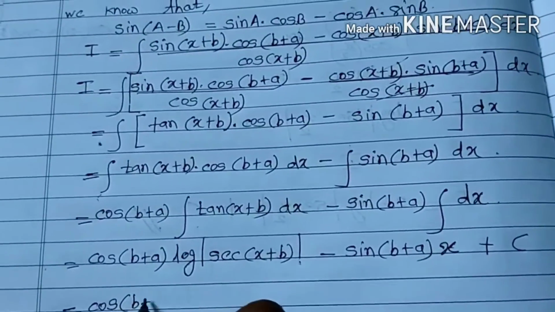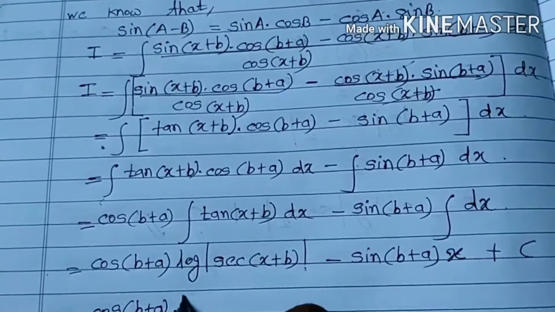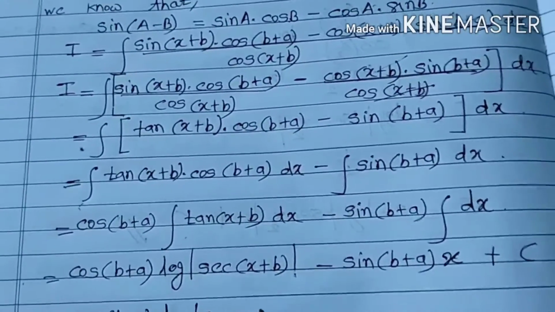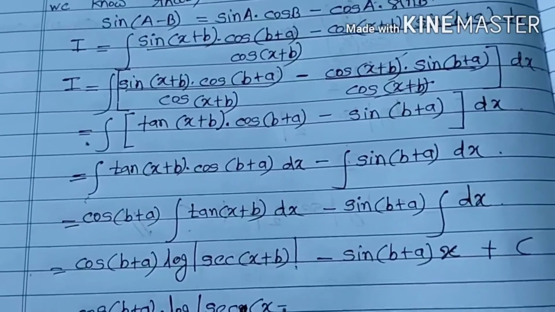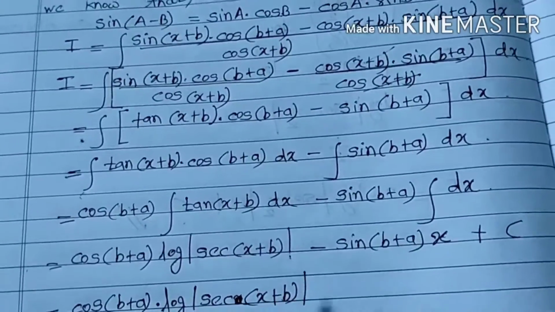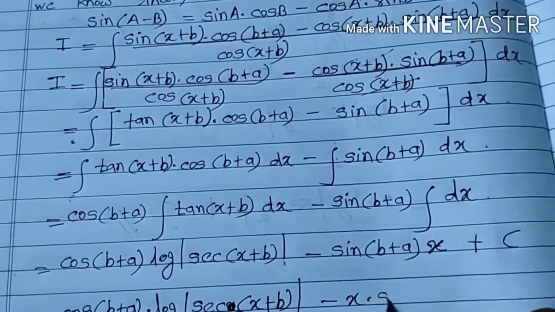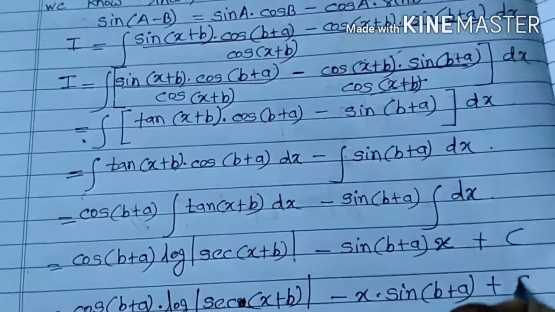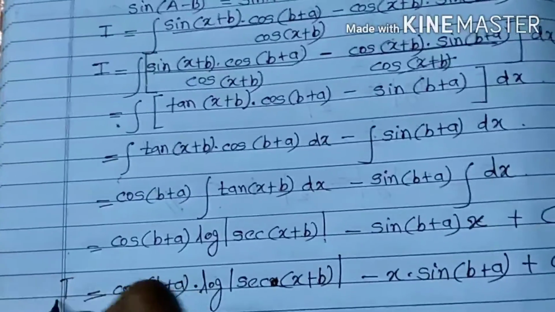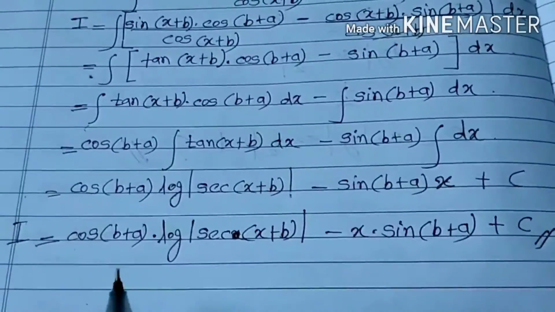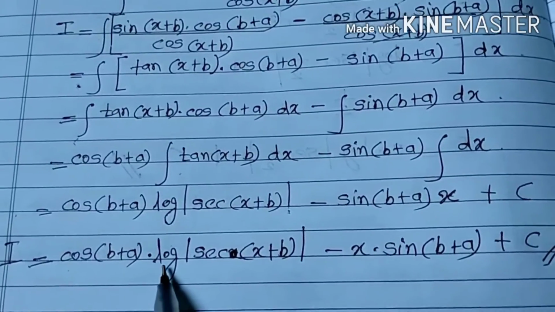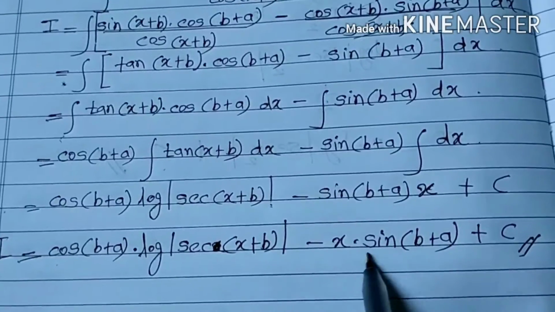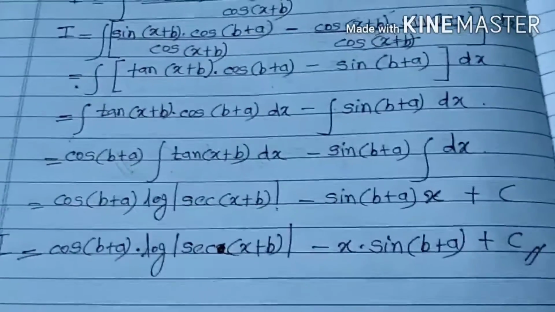So you can write here cos b plus a into log sec of x plus b minus x into sin b plus a plus c, and this is I. So this is your answer. I is equal to cos b plus a into log sec of x plus b minus x into sin b plus a plus c.